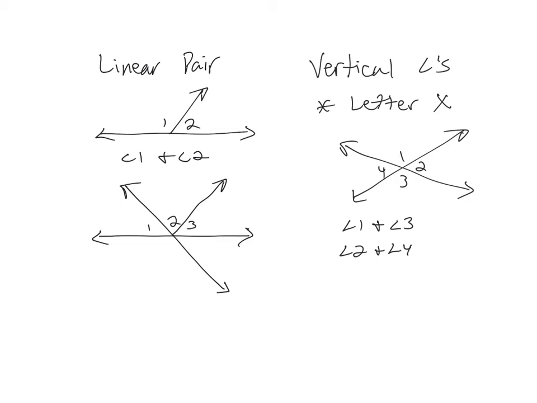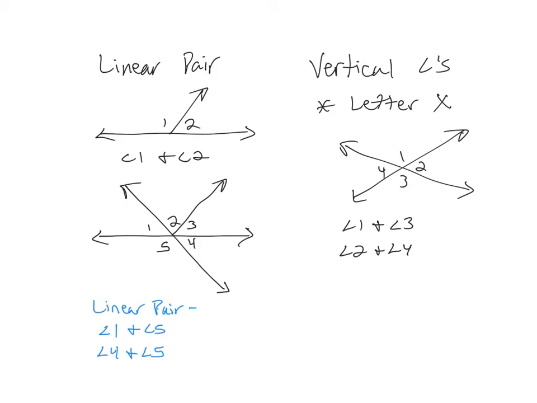That will just ask you to identify different pairs of angles. Okay, so in this picture, if I wanted to know linear pair, I could say angle 4 and angle 5 because they both are on a line.